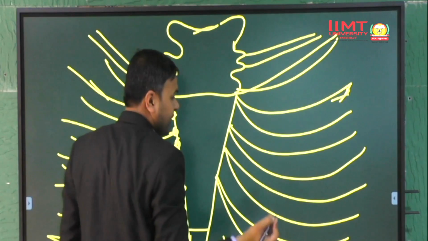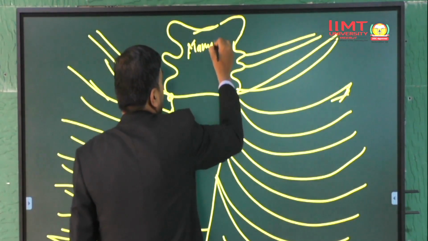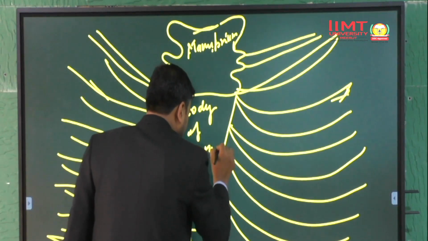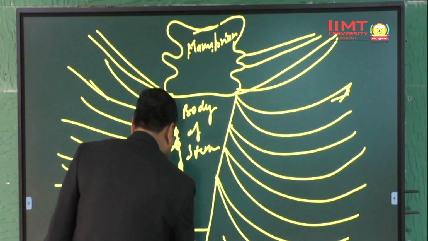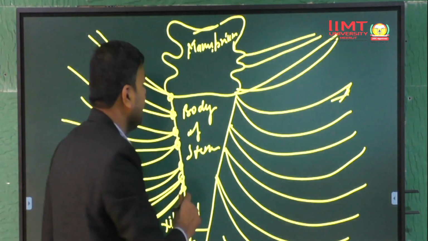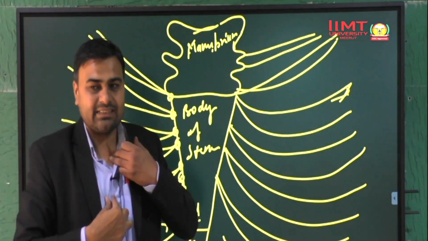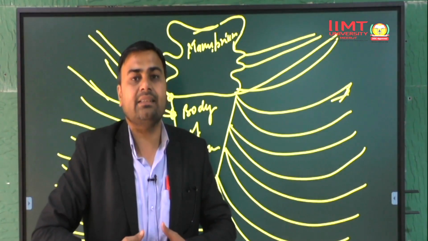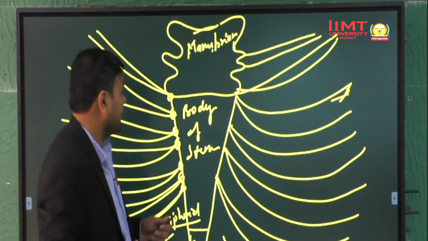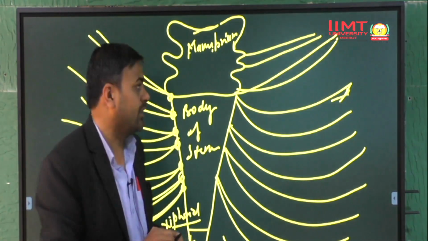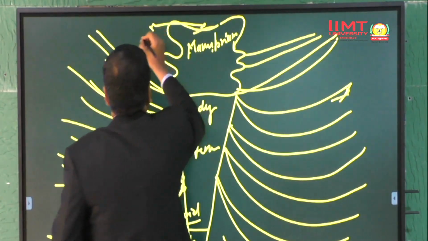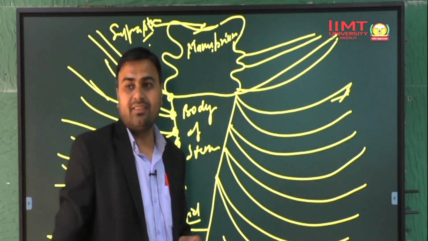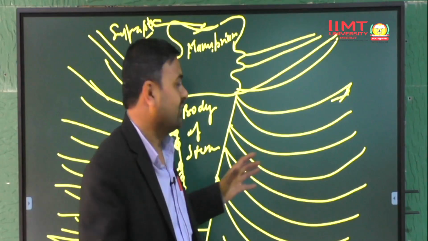So it is the sternum. The sternum is divided into 3 parts. Number 1 is the manubrium. Number 2, the body of the sternum. Number 3, the xiphoid process. Anatomically, this is our sternum: it is the manubrium, this is the body of the sternum, and this structure is called the xiphoid process. And this structure is called the suprasternal notch. Tomorrow I will discuss the next types of bone.